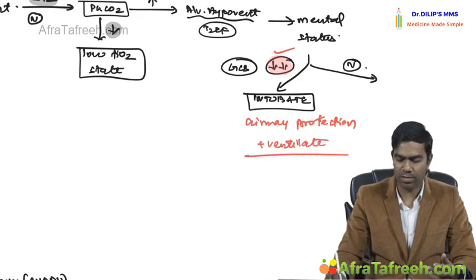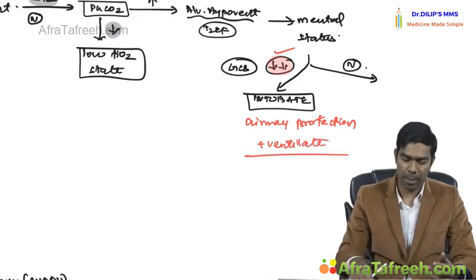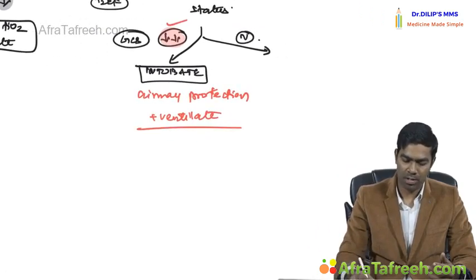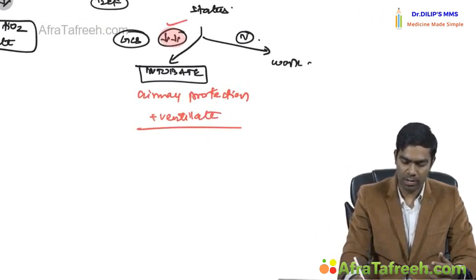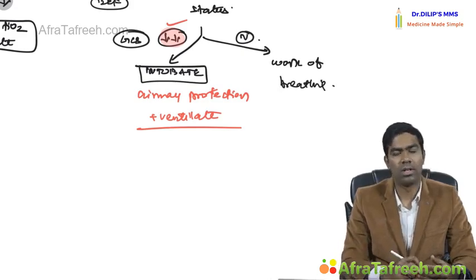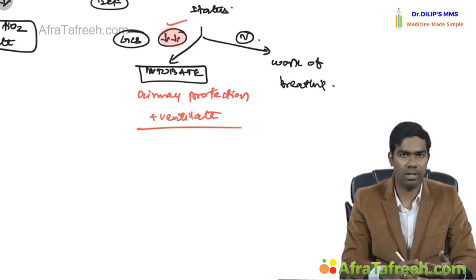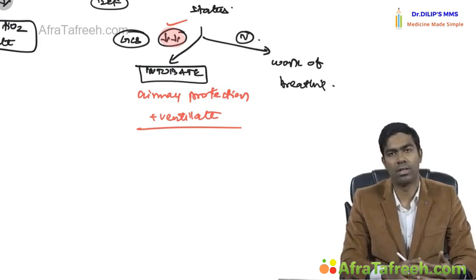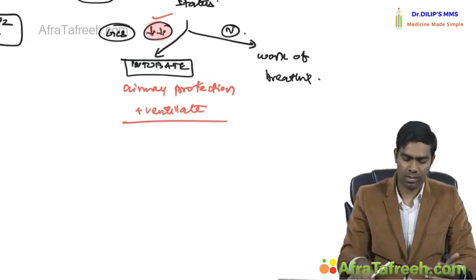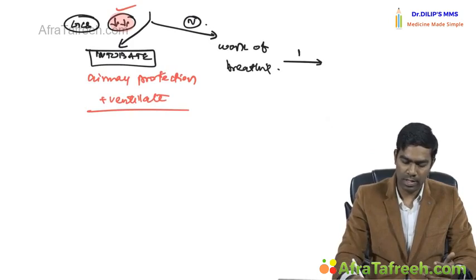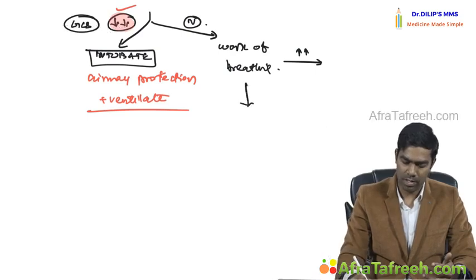Both are needed. So that's why we do intubation here. If it's normal, then see the work of breathing. I told you there are two causes of type 2 respiratory failure, where the patient can't breathe. One is fatigue related and the second is neuromuscular weakness. So work of breathing is increased, or work of breathing is normal. Clear?